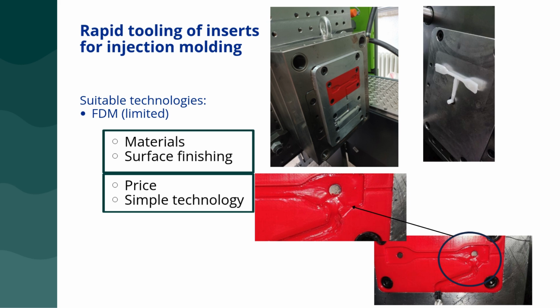For certain applications, like cup testing, where only 10 or fewer parts are needed, FDM proves to be a very suitable technology. The main advantages are its low cost and simplicity. For standard materials like ABS, the price is about 30 euros per kilogram, but producing this insert costs us no more than 5 euros. Moreover, the technology is straightforward, requiring no special preparation for 3D printers. It's also easy to adjust printer parameters, and the slicing software is simple to use.